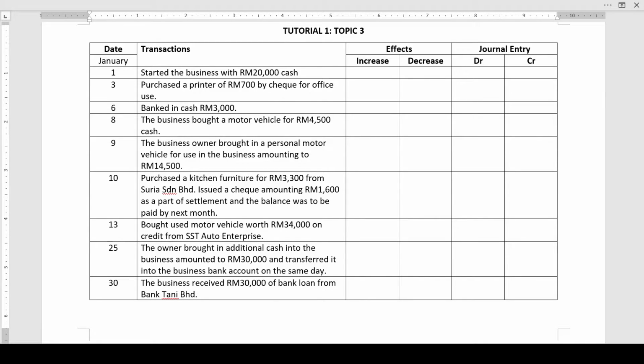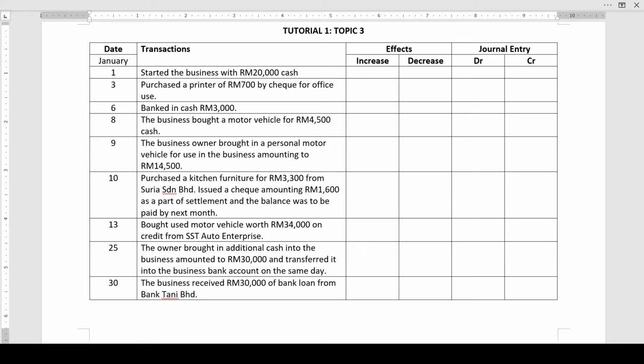So what is it that I want to discuss here? Tutorial 1 is about the basic accounting equation: what are the effects of the transaction on the accounting equation, and also how to prepare the journal entry for these business transactions.